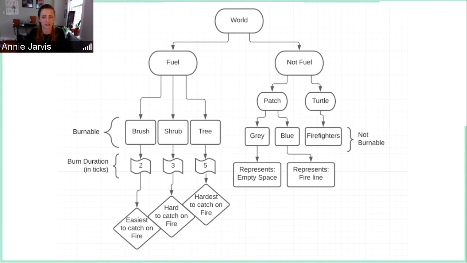And then we have our blue patches, which are represented as fire lines, which only appear when the firefighters have put down their fire lines by removing the green or combustible materials.